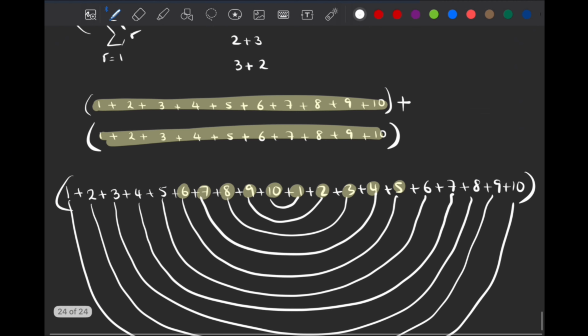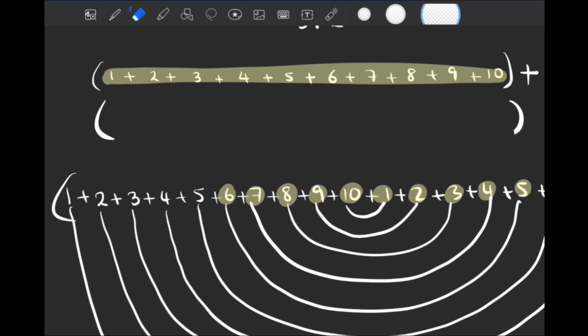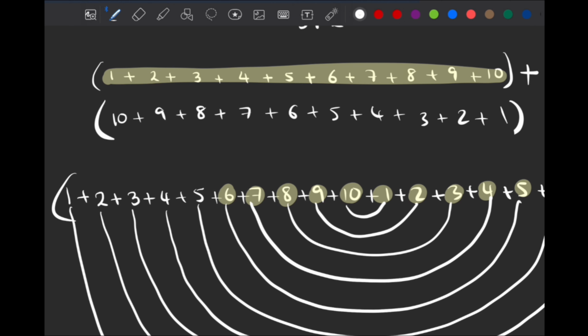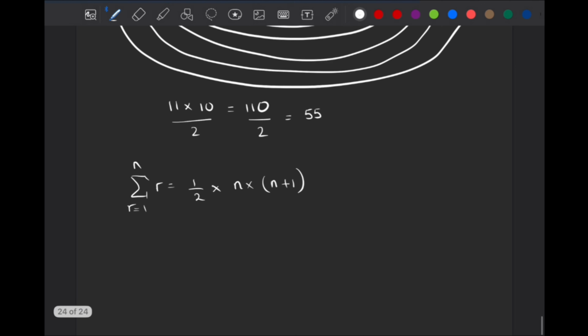The way Gauss noticed this and the fact that he could use the commutative property was he essentially rearranged these second brackets from going in an ascending order to going in a descending order. And then he noticed that the sum of these numbers were all the same. So a general expression for the sum of the first n natural numbers is a half times n times n plus 1, which is exactly what we did here. For the case of summing the first 10 natural numbers, we did a half times 10 times 11.